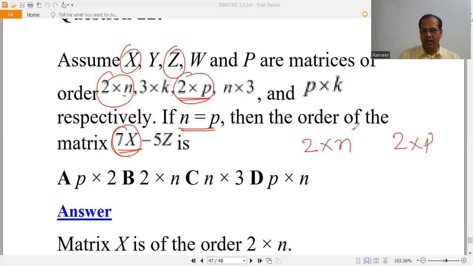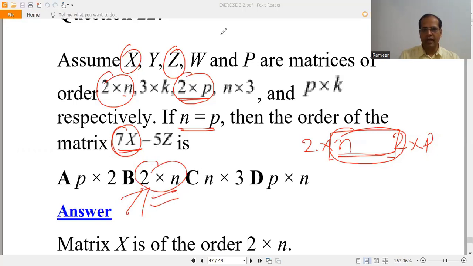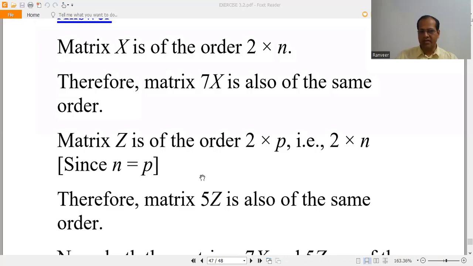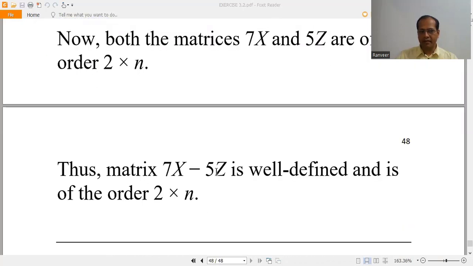So first of all, n equal to 2 is the required condition. So this is 2, and p equal to n, and n equal to 2, so we can write the order of the matrix as 2 by 2. This is the order of the matrix 7x minus 5z. So you can see here, this is 2 by n. I hope this is crystal clear for all of you. Thank you.